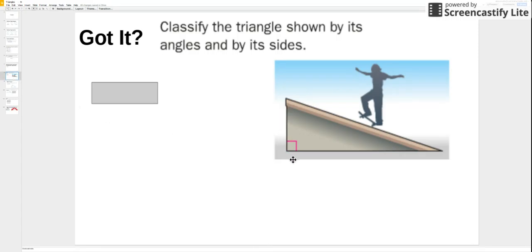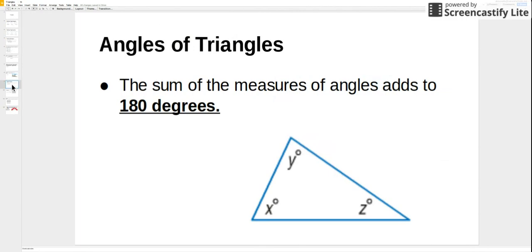Classify the triangle shown by the angles and sides. Okay, here we have no congruent sides and we have a right angle. That would make this a right scalene triangle. It's a right triangle because it has a right angle, and it's scalene because there are no congruent sides.